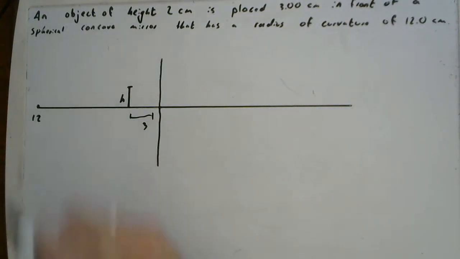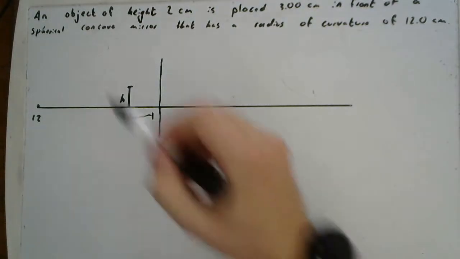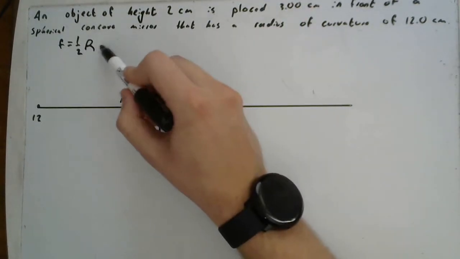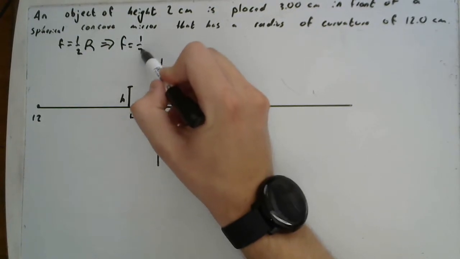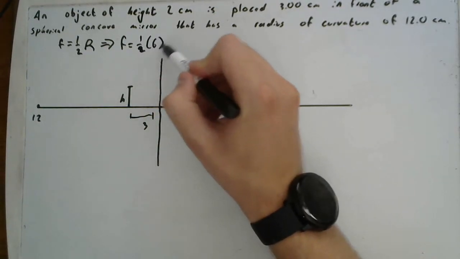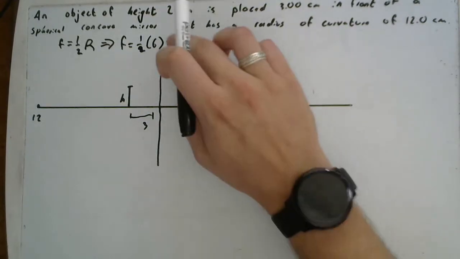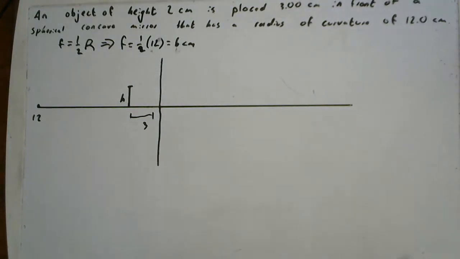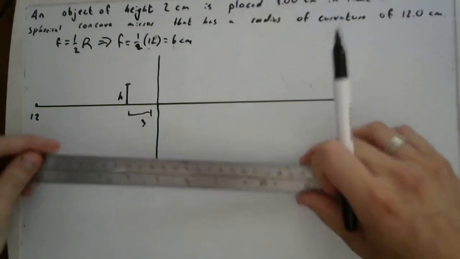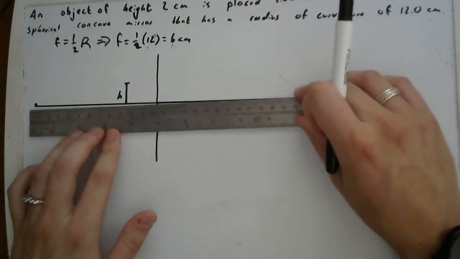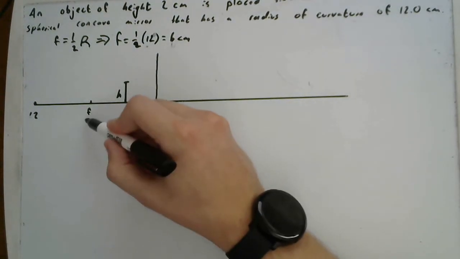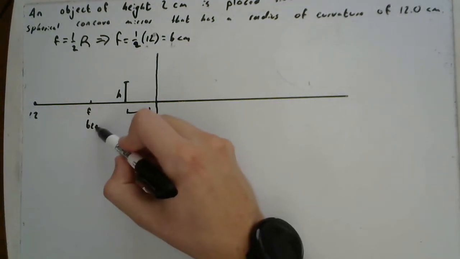And this is 12. Another thing we know is that the focal point is equal to 1/2 of the radius of curvature. So F is equal to 1/2 times 12, which equals 6 centimeters. Let me get my ruler back. It should be right here. That is our focal point, at 6 centimeters. These are all centimeters.